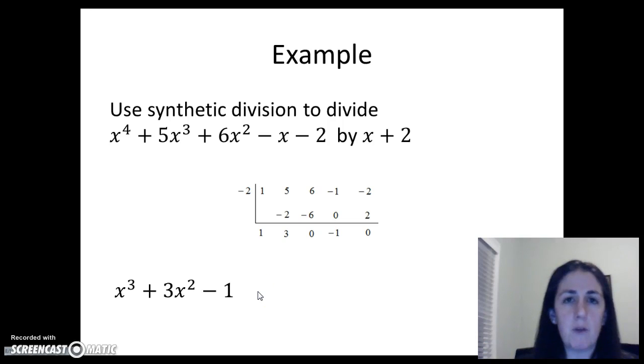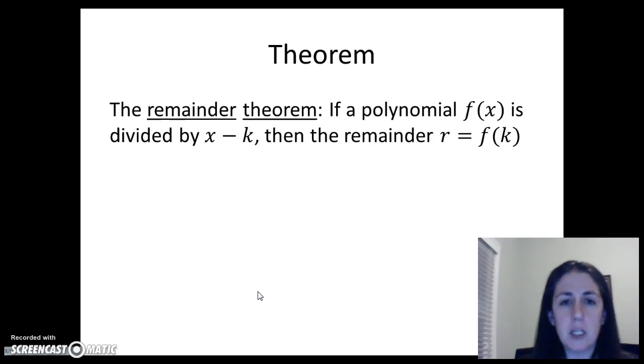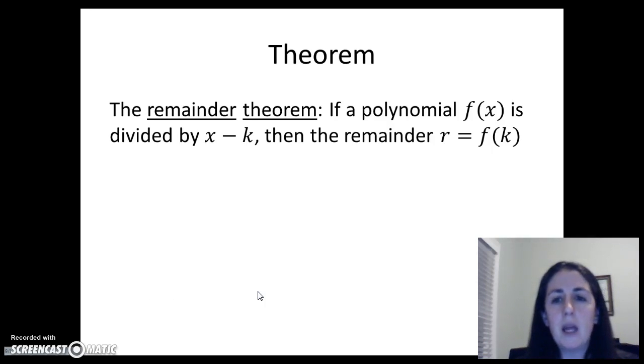Couple theorems that come from polynomial and synthetic long division. The first one is the remainder theorem, and this is really neat. If a polynomial f of x is divided by x minus k, then whatever you get for a remainder is actually your function evaluated at that k.